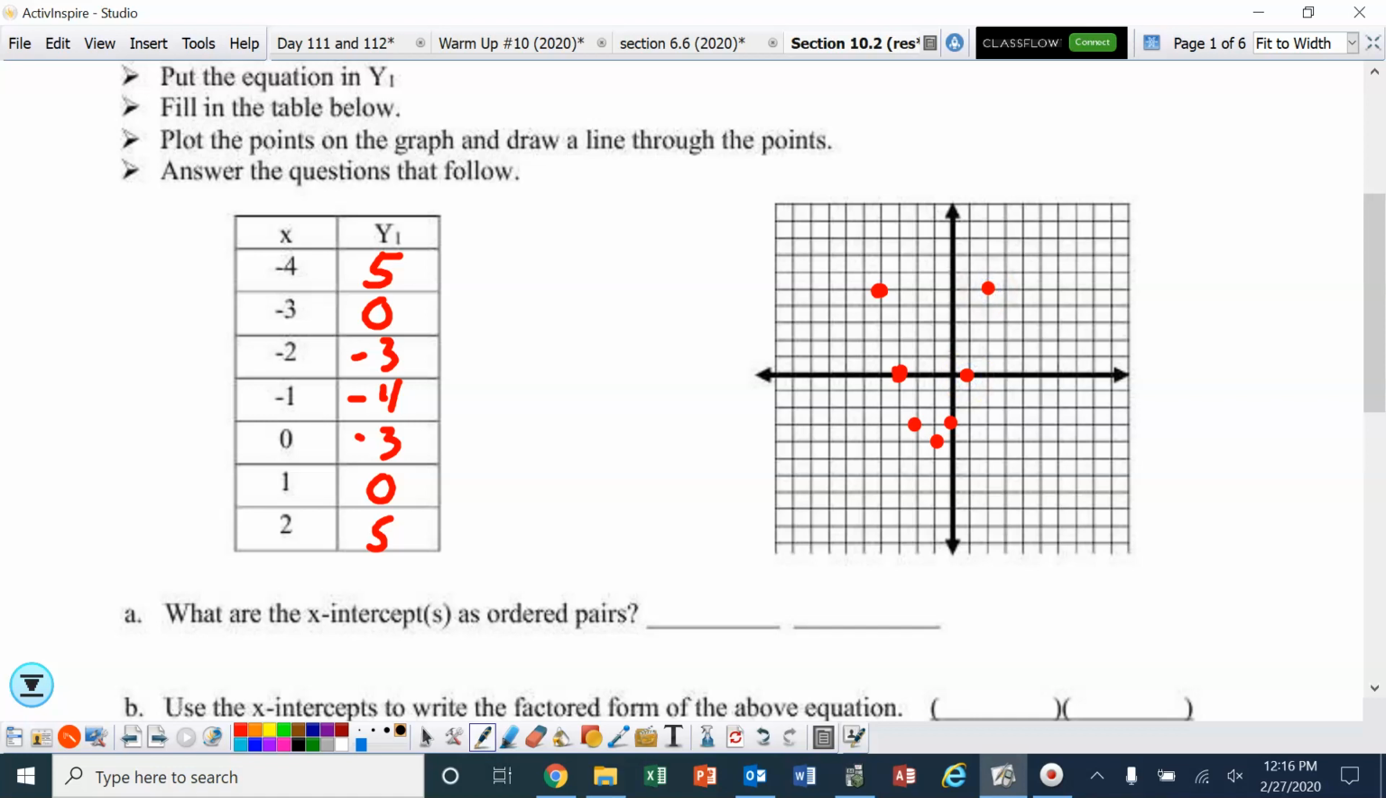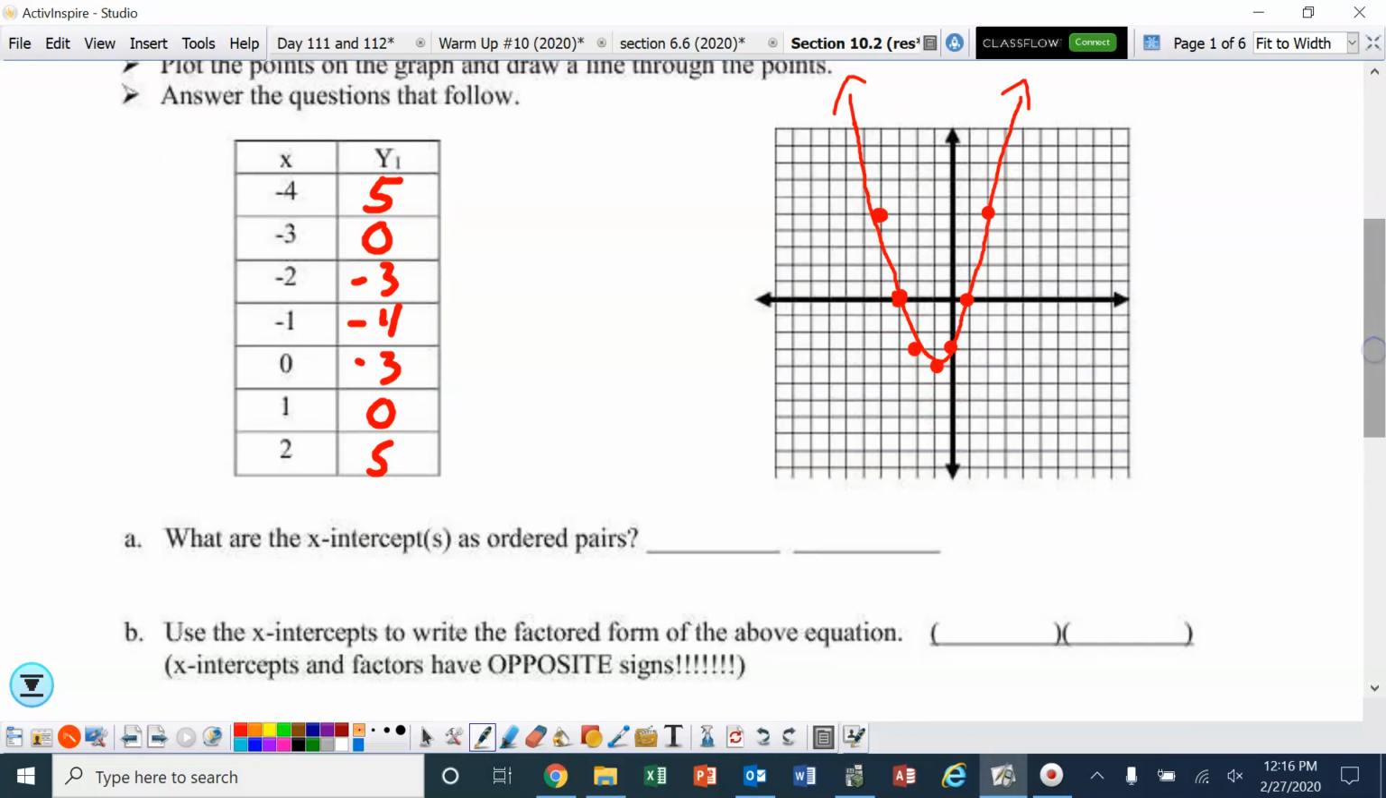All right, so I plotted all of those dots. You should recognize that shape. Remember, that shape is called a parabola. Draw a line through those dots. Now we're going to answer a few questions. At any time, if I'm going too fast, remember you can just pause the video.